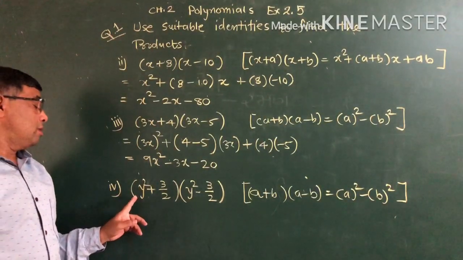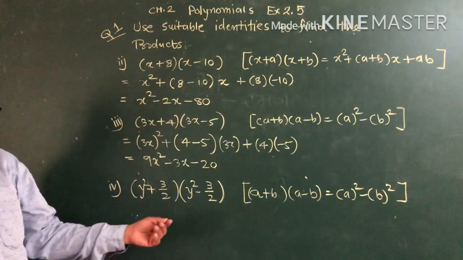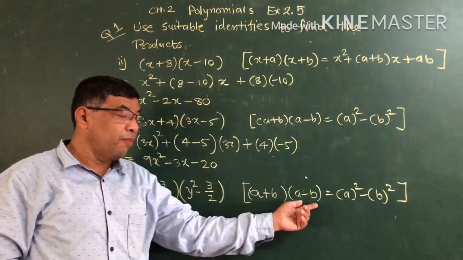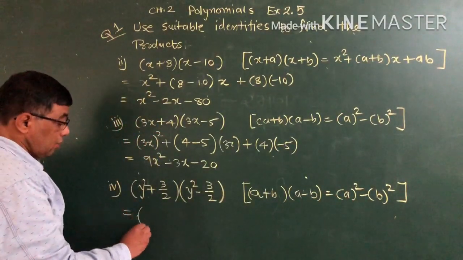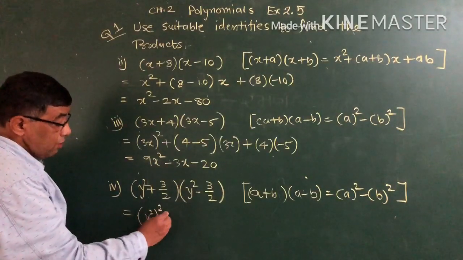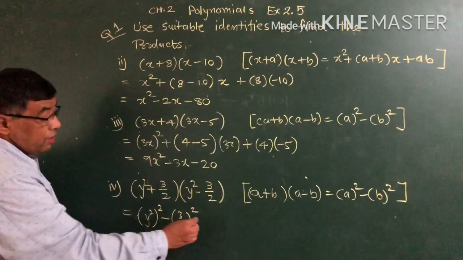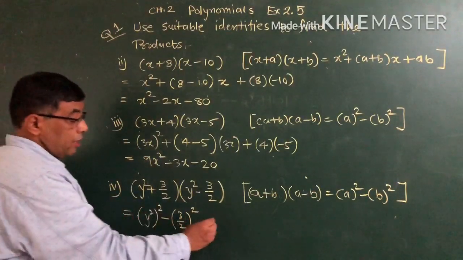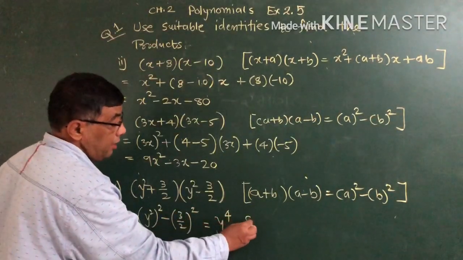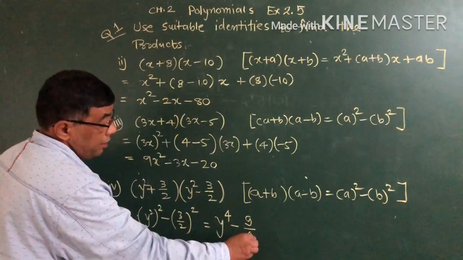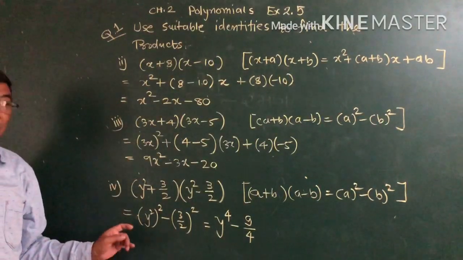Now here is (y square + 3/2)(y square - 3/2). So here we use the identity (a + b)(a - b) = a square minus b square. So a square minus b square is equal to y raised to 4, and here is minus (3/2) square, which is 9 divided by 4. This way we get the answer.